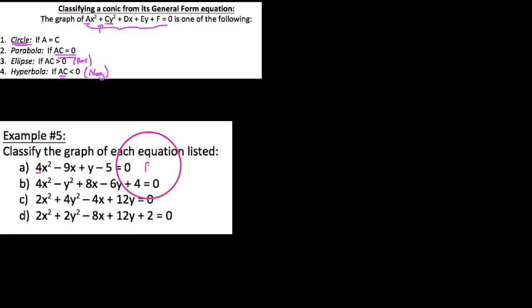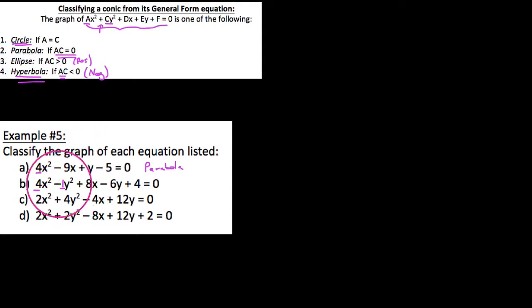But essentially, I could have told you that this was a parabola just by telling you instantly that you only have an x squared term and not a y squared term. Looking at this next general form equation, you notice that you have a 4 for a coefficient of your x squared term and a negative 1 for a coefficient of your y squared term.